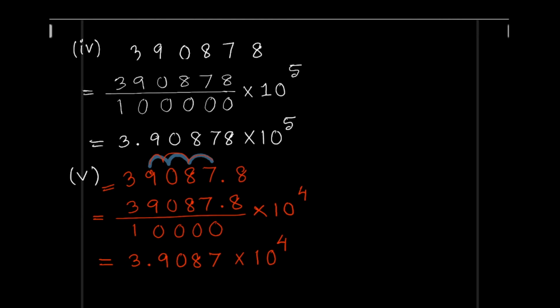Okay, let's go to the next question, question number 6. What is question number 6? 0.78. In the previous question, the point was before 1 digit. Now here the point is before 2 digits. So we have to shift that point towards the left by how many digits? 1, 2, 3 digits. Yes. So what to do?